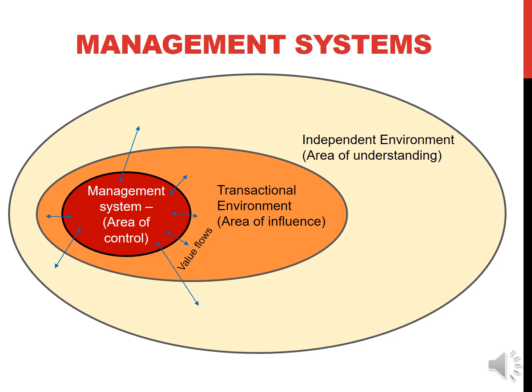The key here, and why this diagram is important, is because the management system scope is the area of control. The area of influence is the area of what we call interested parties, and the area of understanding is just the general environment of the world. And so these three areas are very relevant to establishing conformance to the first set of requirements, which is the organizational context for a 14001 based EMS.